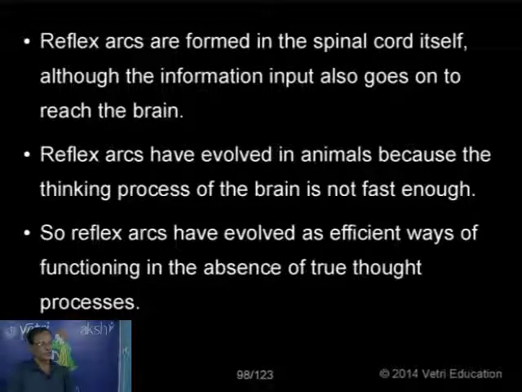So the reflex arcs are developed mainly in the spinal cord. The reason is that the brain's thinking is not fast enough. So animals have evolved reflex arcs as an efficient way of functioning, even in the absence of the thought processes performed by the brain. Thought processes are normally formed in the brain, but it is not fast enough. That is why reflex arcs have evolved in the spinal cord, an important way of efficient functioning of the nervous system.